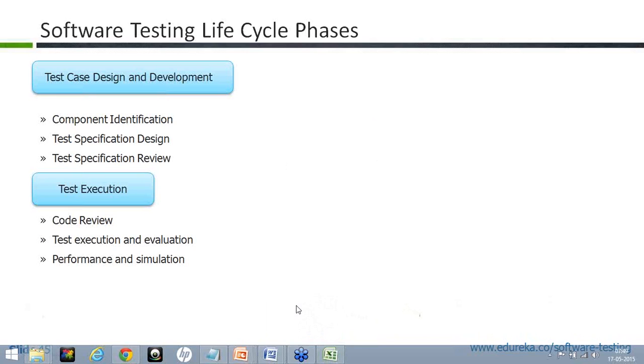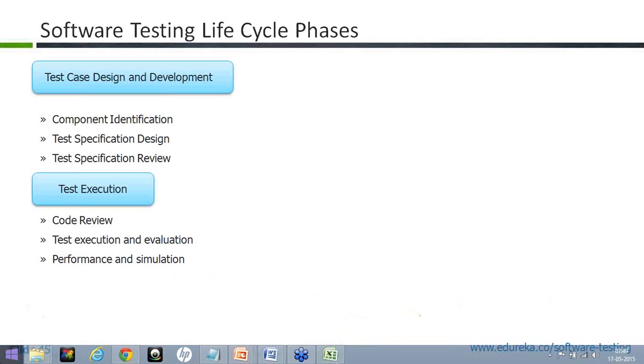Now in test execution, we have code review, test execution and evaluation, performance, and simulation. We'll talk more on this. Again, code review. When you talk about test execution, sometimes if you are involved in unit testing, if you know something about development, obviously you will have to do some code review. If you are not progressing towards unit testing and don't have development knowledge, don't worry about that, you can take help from the developer, and the developer will help you out on the code review.